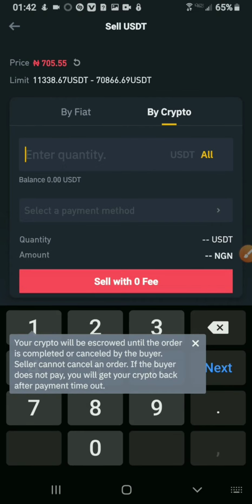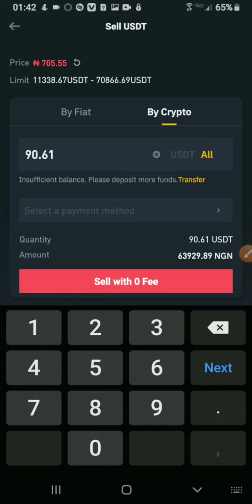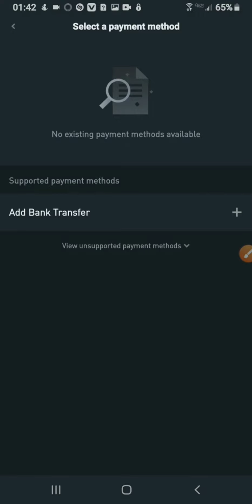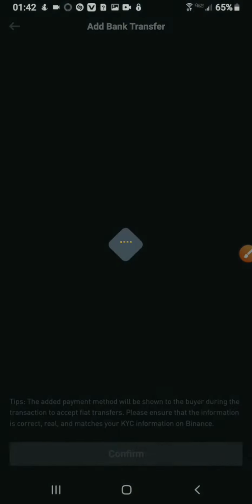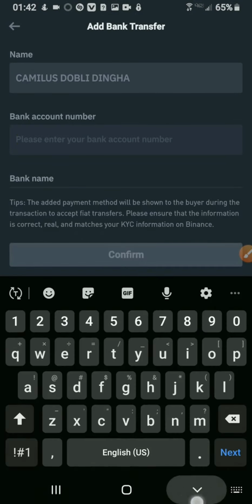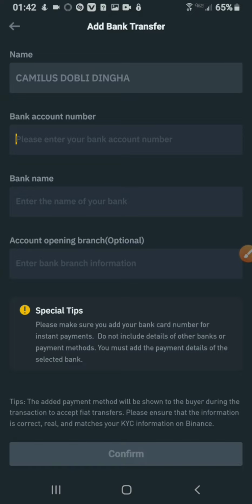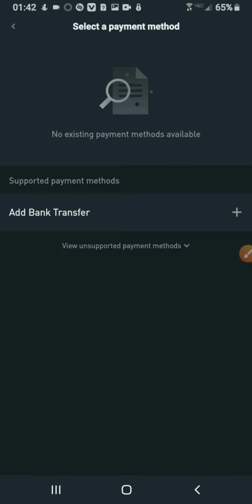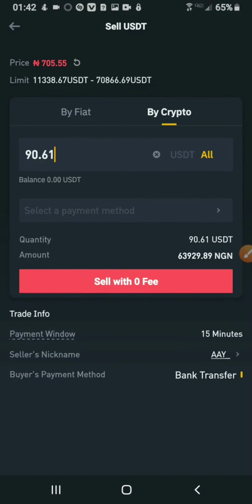So you come here and you put quantity, you put 90.61, and then you select your payment method. You can add your bank transfer. Since I'm in Cameroon, I cannot go, but I have a Nigerian bank account, Wema Bank, and Sterling Bank. So you come here, you put your account number, you put your bank name, and you put account opening branch, which is optional, so that the person can now send the money to it, and you confirm it.